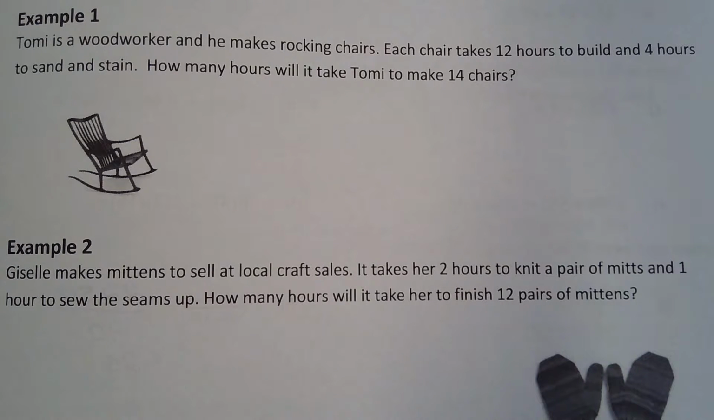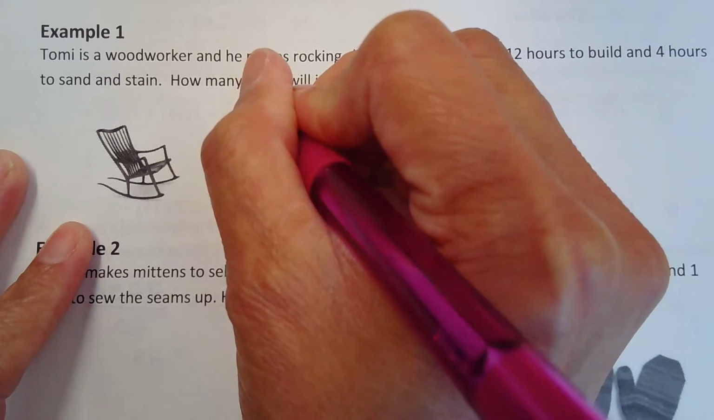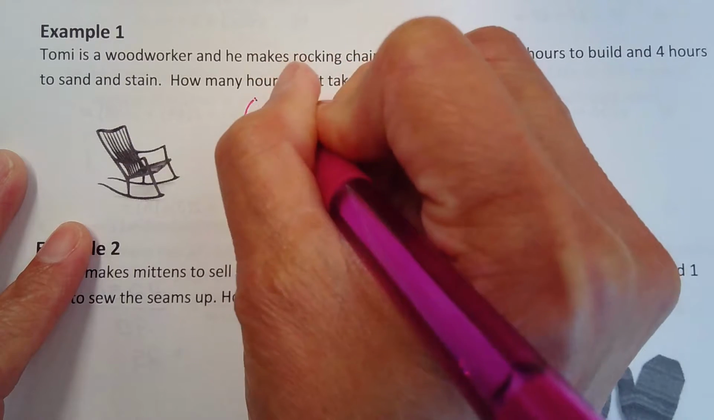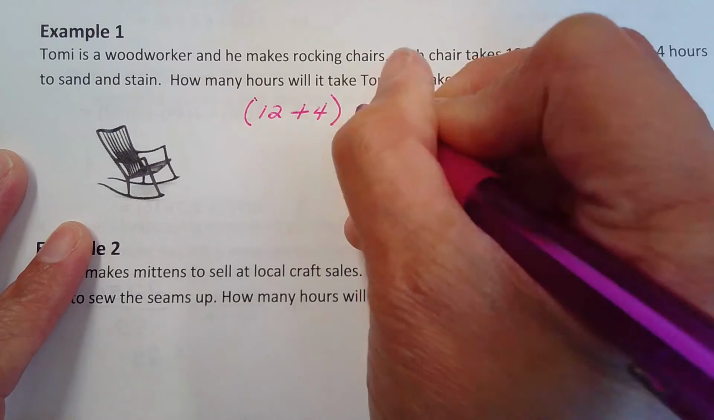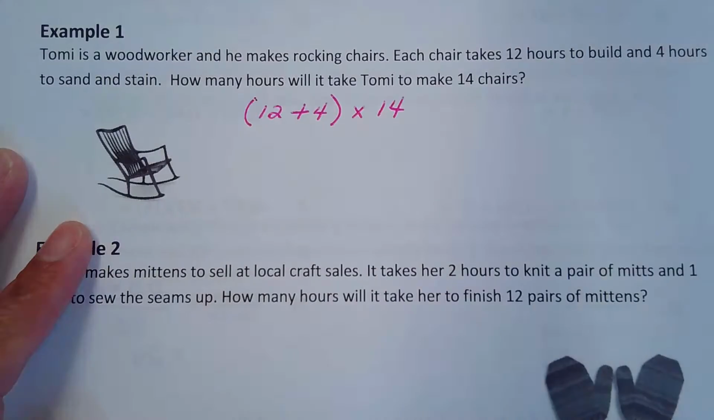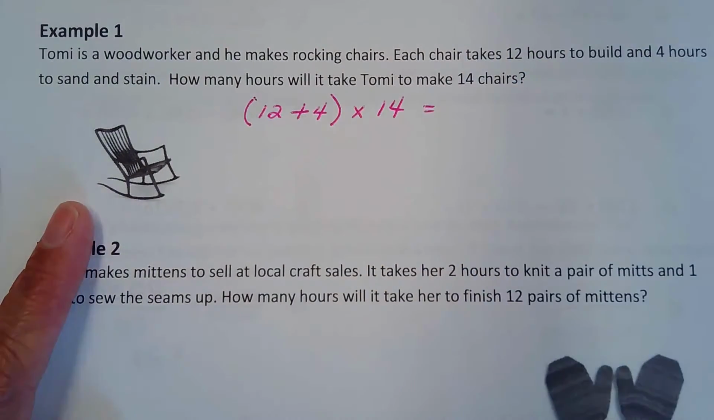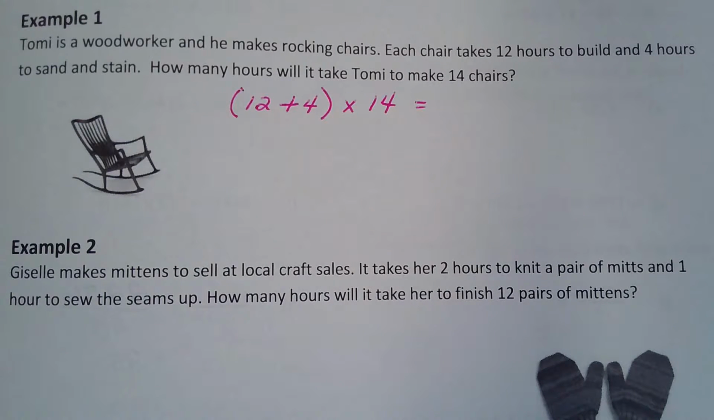Bracket 12 plus 4, bracket times 14, equals 224 hours. So you go bracket 12 plus 4, bracket, times 14, equals.